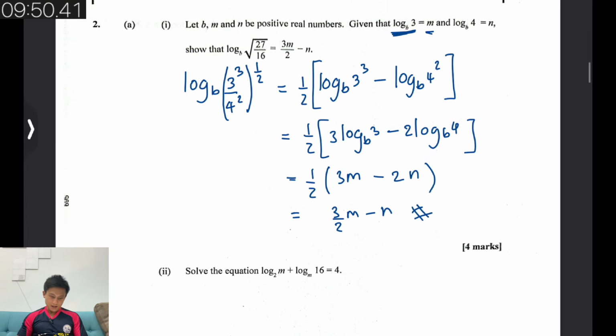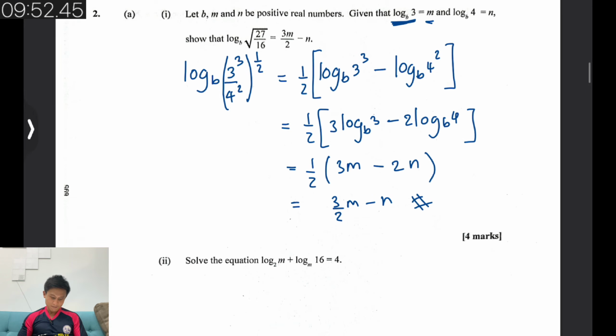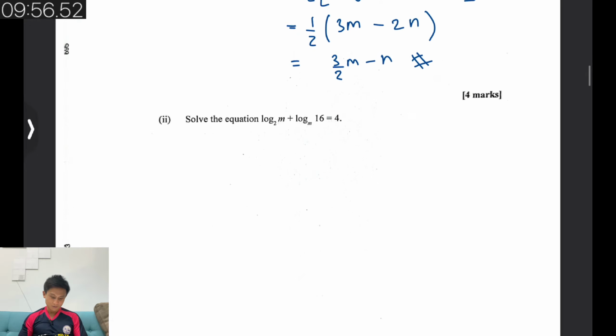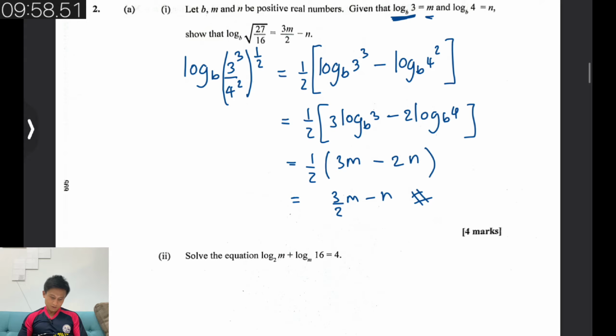Part II, solve the equation. All right, so I think, do we have to use the previous answer there? Probably not. Okay.